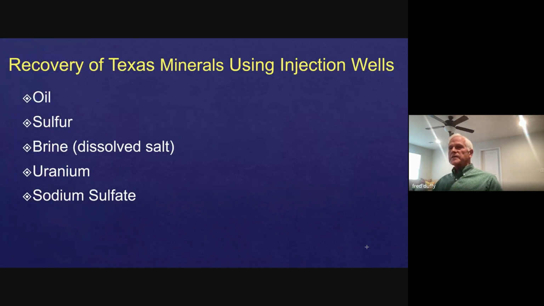Okay, in Texas, these class 3 wells have been used to recover the following minerals, and one of the more popular ones going on today is uranium. But before uranium, there was quite a bit of sulfur production. Next slide.